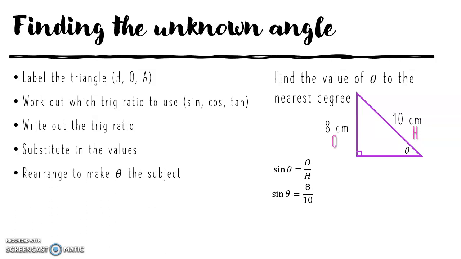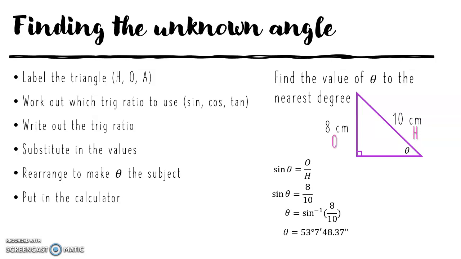We're then going to rearrange to make theta the subject, so we're going to take sine over to the other side to get theta equals sine to the power of -1 of 8 on 10. We then want to put this into our calculator. To do this, we press Shift, Sine, and then enter our ratio of 8 over 10. And when we do so, we will get a decimal.